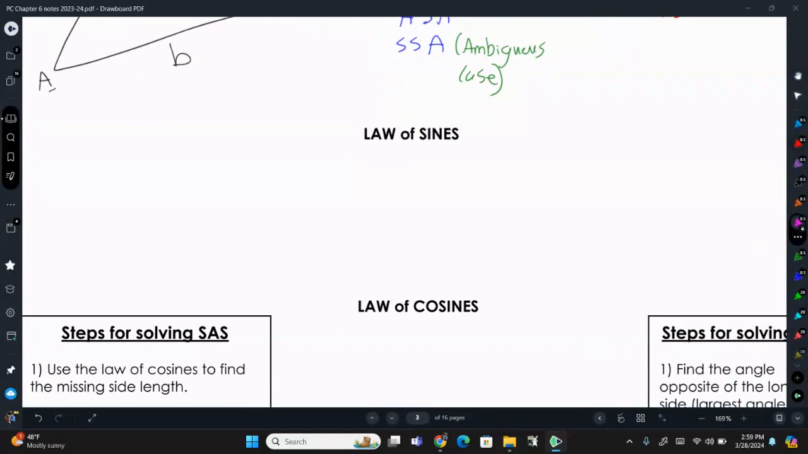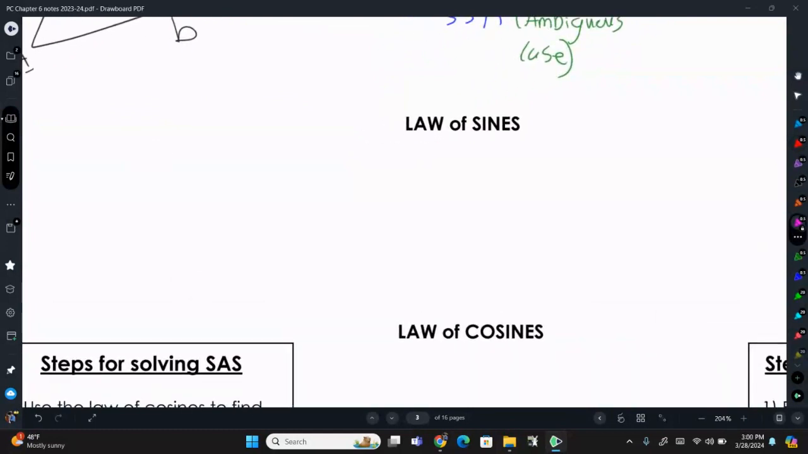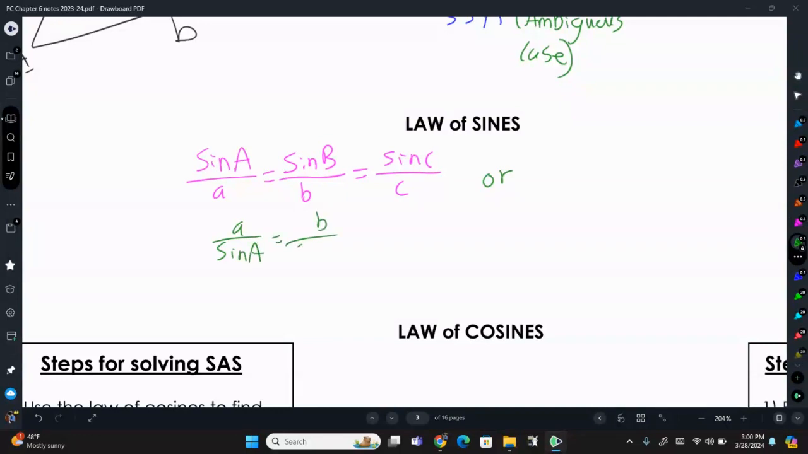The law of sines, I think, is the easier one because it's just an extended ratio. So it is the sine of A over side A is equal to sine of B over side B, which is equal to the sine of angle C over side C. And we only use two of those at a time. Or we could also do the reciprocal, or A over sine of angle A equals B over sine of angle B equals C over sine of angle C.